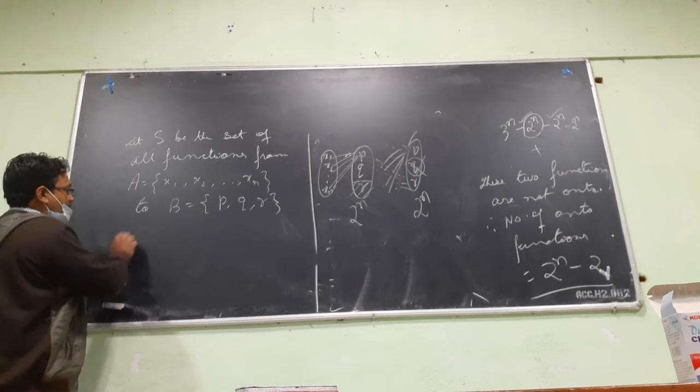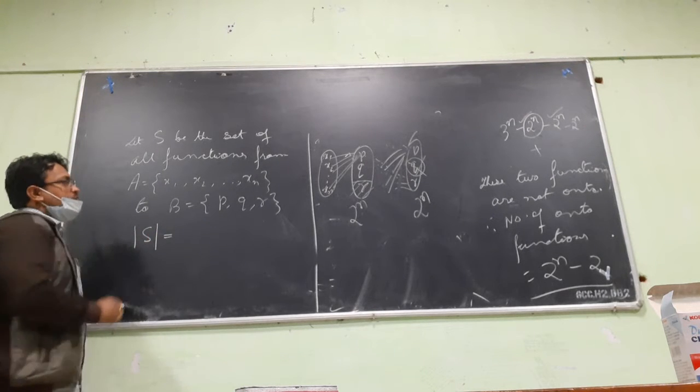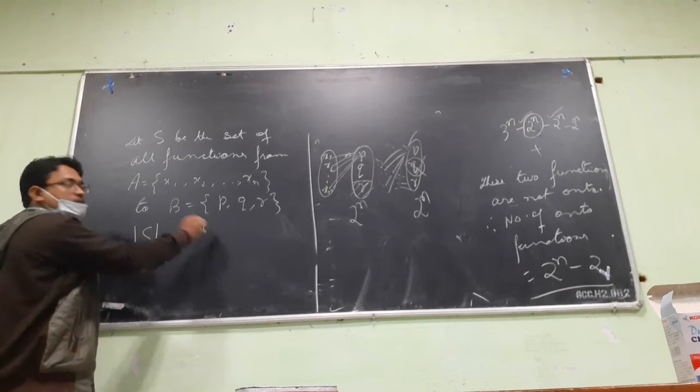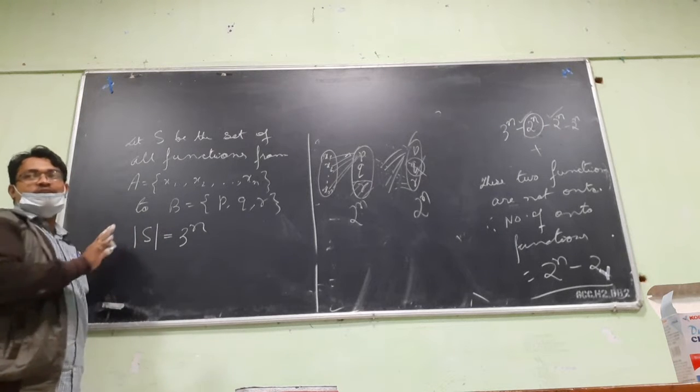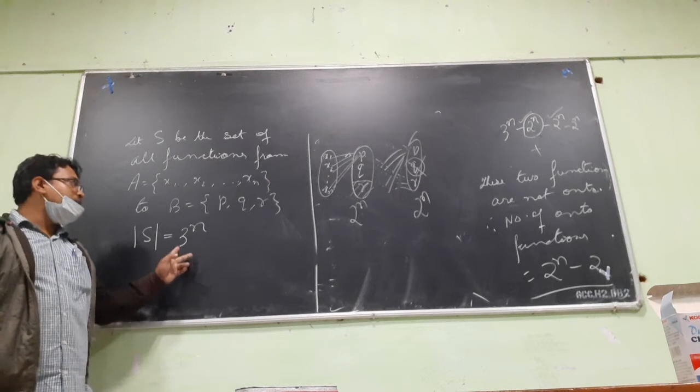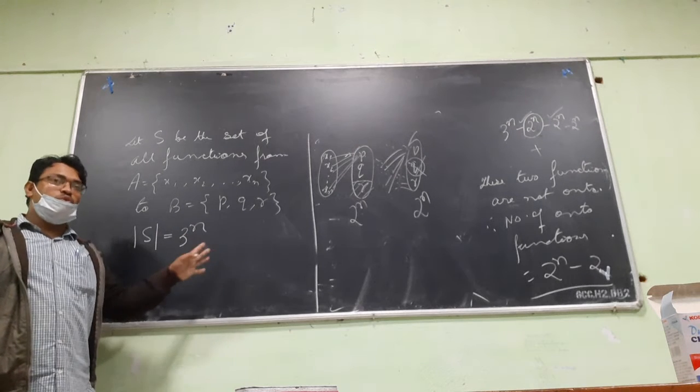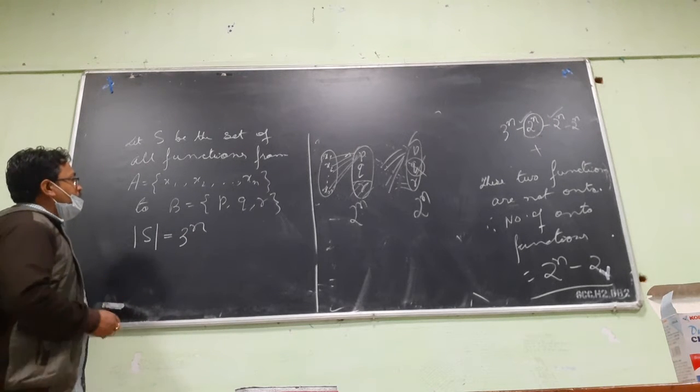Now let me write it with this symbol. The number of elements of S is what? We have already seen it is 3 to the power n. Okay, in total this many functions are there. But out of this, there are many functions which are not onto. So that I have to find out.